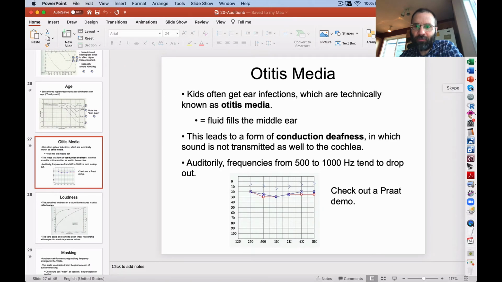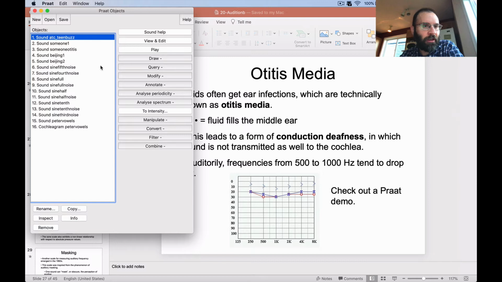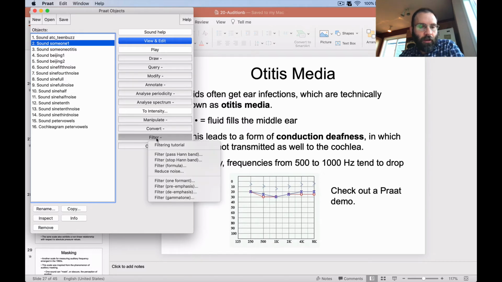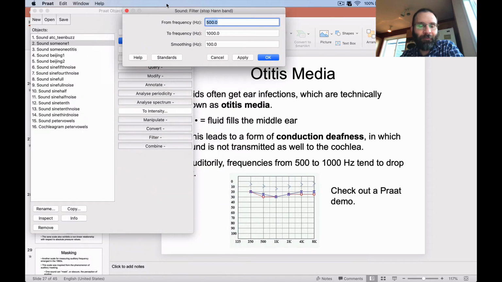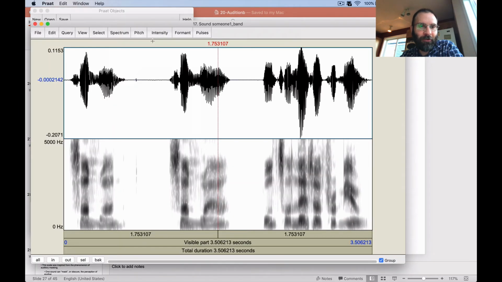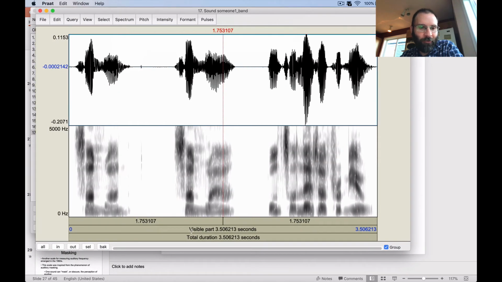I've got a brief Praat demo, which is not meant to be annoying, where you can take a token like this.